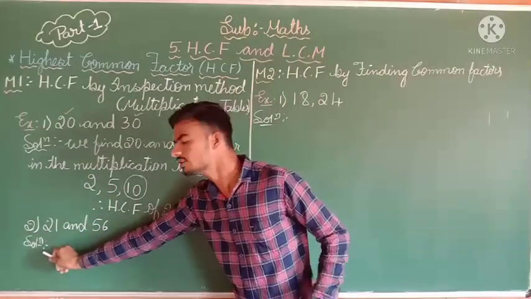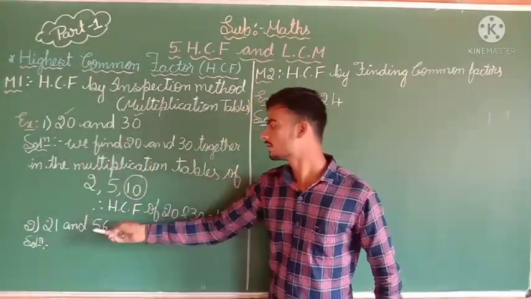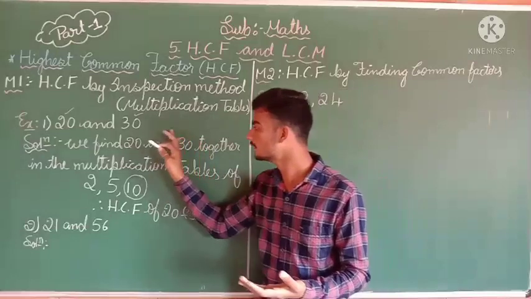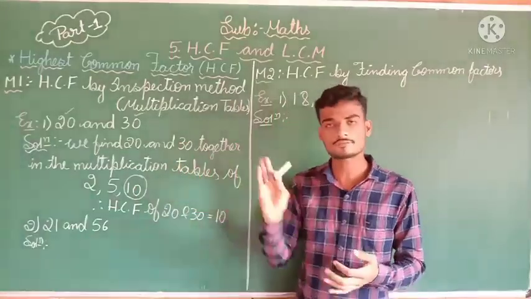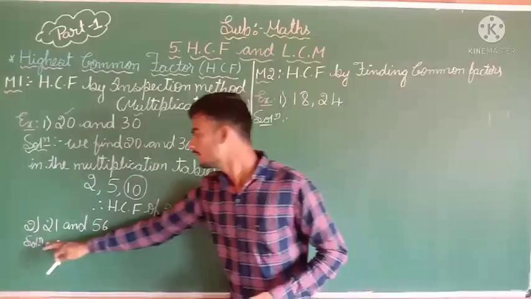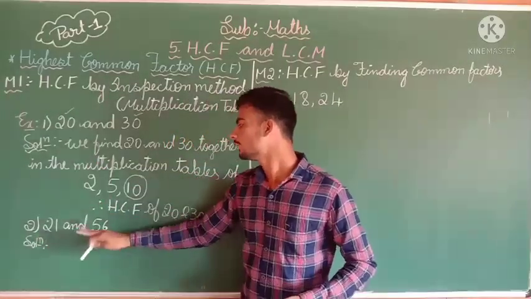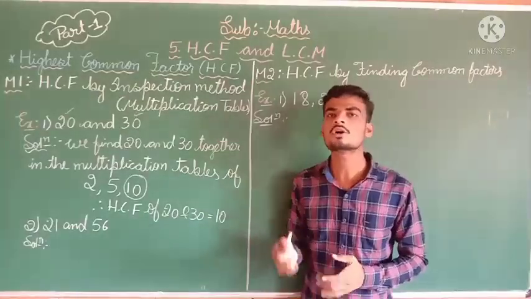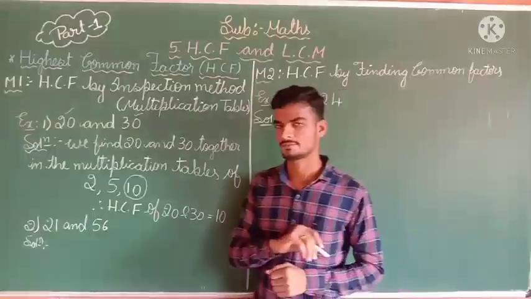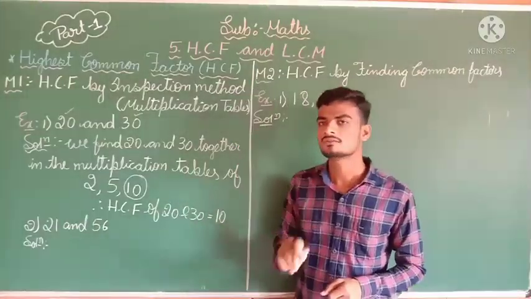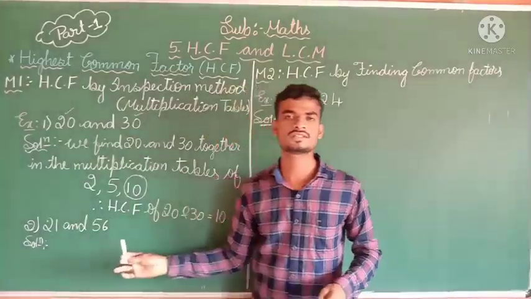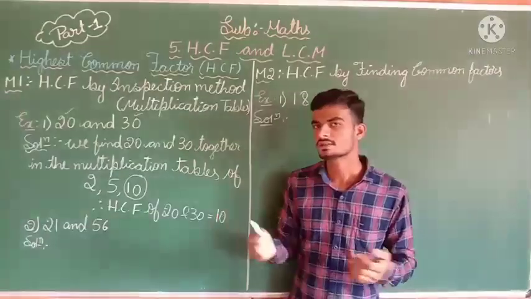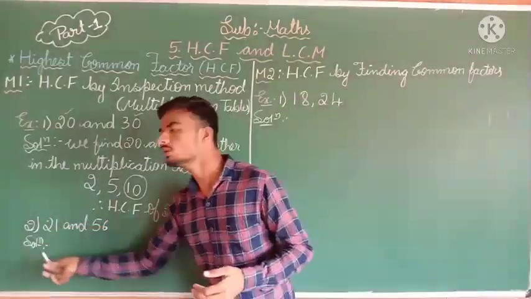So here what you have to write in the solution: we find 21 and 56. You write down what I am telling here. Okay, I hope everyone has copied this in your rough notebook. Then here we find 21 and 56 together in the multiplication table of 7. Okay, only in the 7 table we will get 21 and 56. Except the 7 table, in other tables like 8, 9, 10, 2, you are not getting these two numbers.